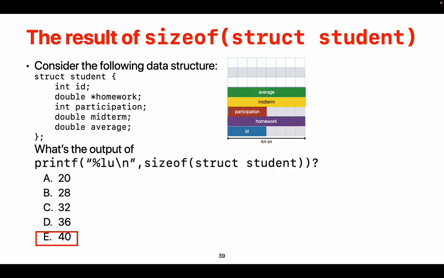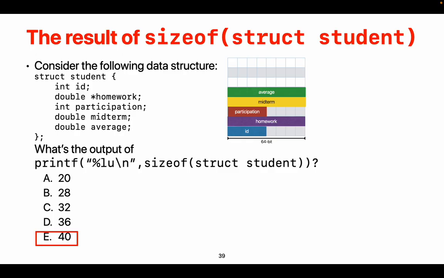So instead of starting at 4, it has to start at 8 because the next one is a pointer. Every pointer occupies 64 bits. So the next integer starts at location 16, fine. However, similarly for this double, it has to start at 24 instead of 20 because 20 cannot be divided by 8, right? So it turns out it would take 40, right?